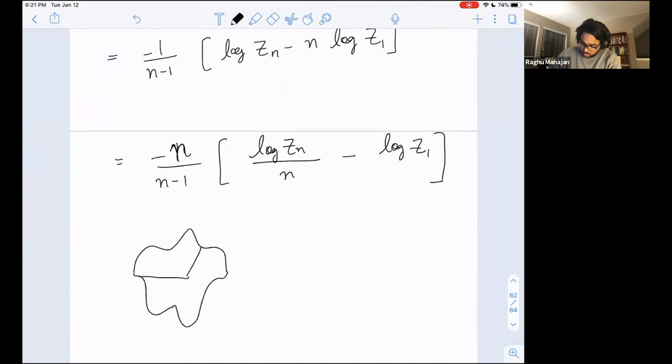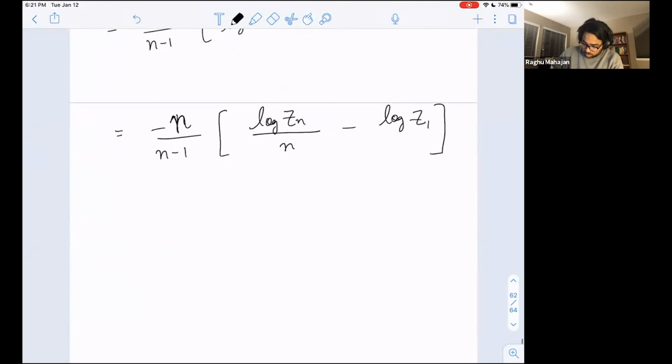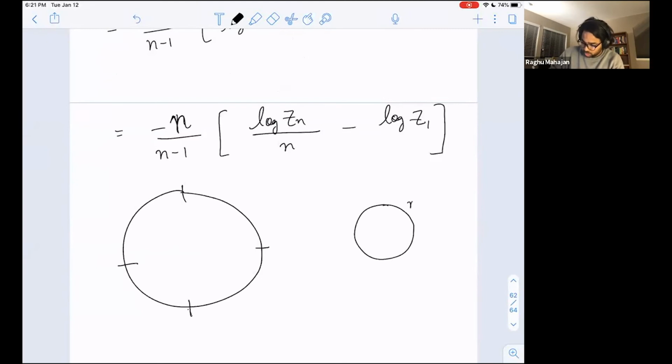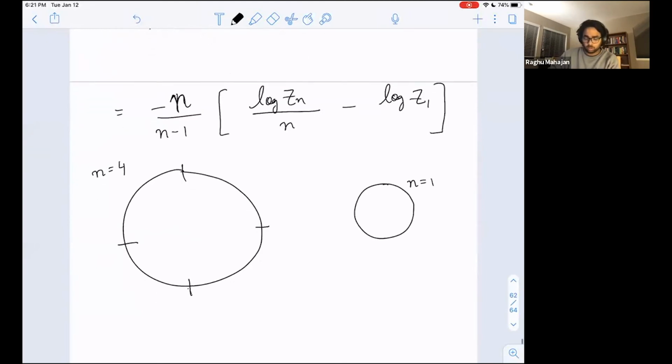Sorry, this is really bad. Let me just draw it as a circle. And we have these 4 wedges, with 2 pi. So this is supposed to be the n equals 1 geometry. This is supposed to be the n equals 4 geometry. And they look the same, but they're different. So, maybe there is some stuff.